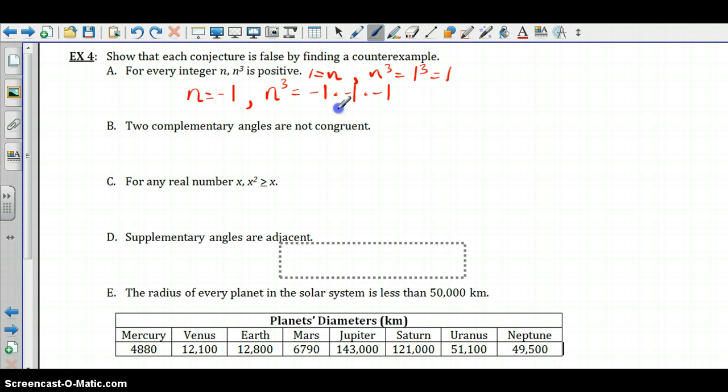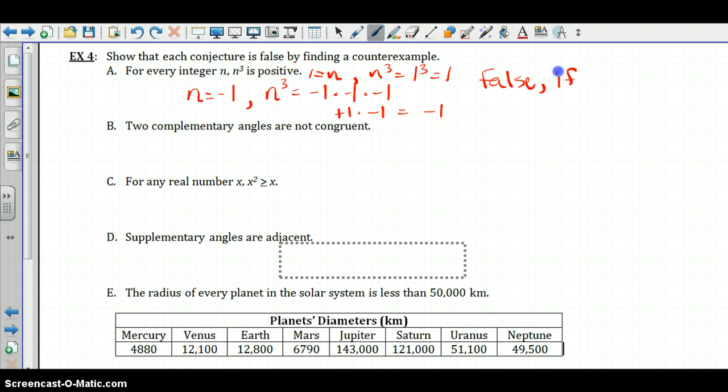-1 times -1 is +1, but +1 times -1 is -1. There's our counterexample. If n is -1, it's an integer, but n to the third would be -1. That would be not positive, but negative. So we would write our result this way: false, and then put a comma to show that we are giving a reason for it being false.